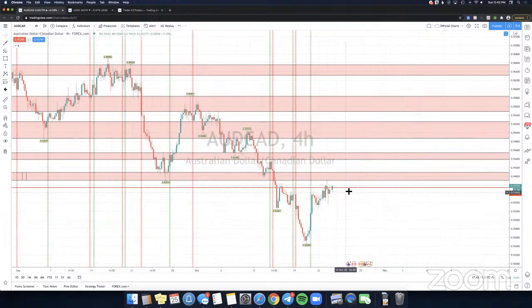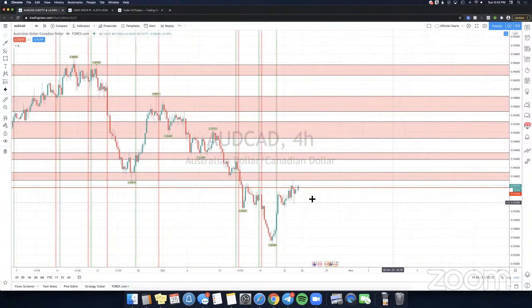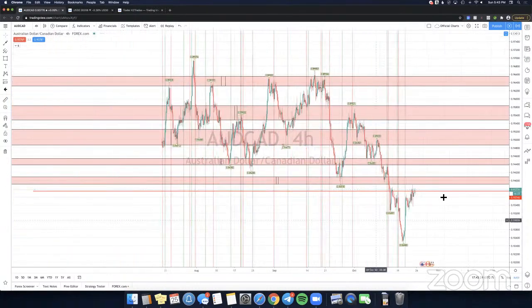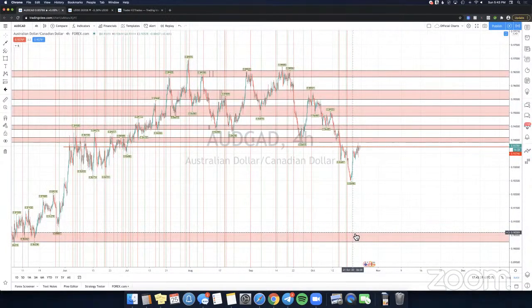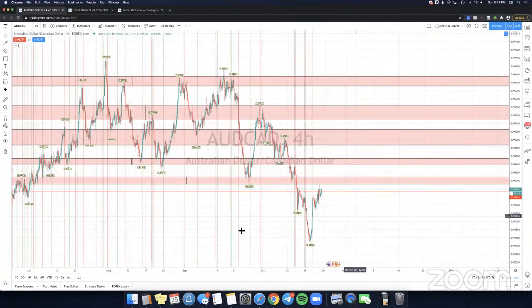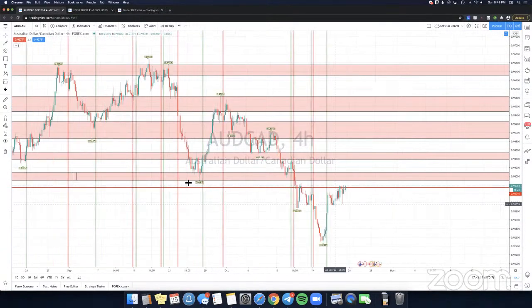So let's see. So yeah, basically this is where price currently is. This upper zone right here is going to be at 0.93913. And we're going to ignore this lower zone here because it's just too close. I'll give you guys this zone way down here. So this lower zone over here is going to be 0.90589.